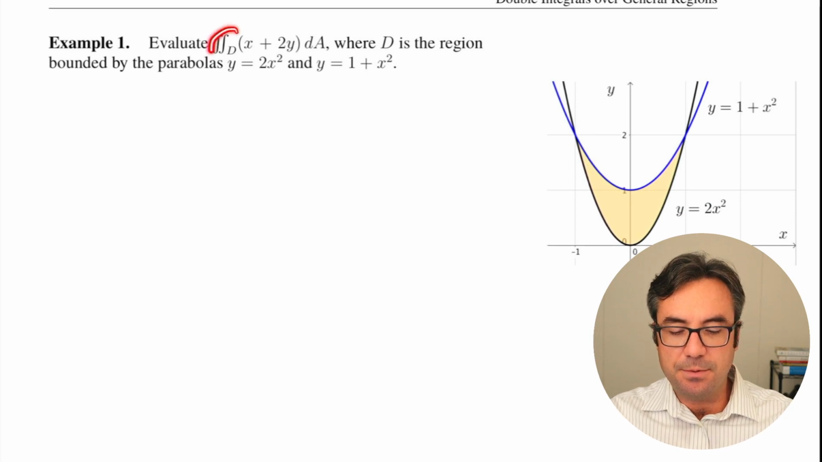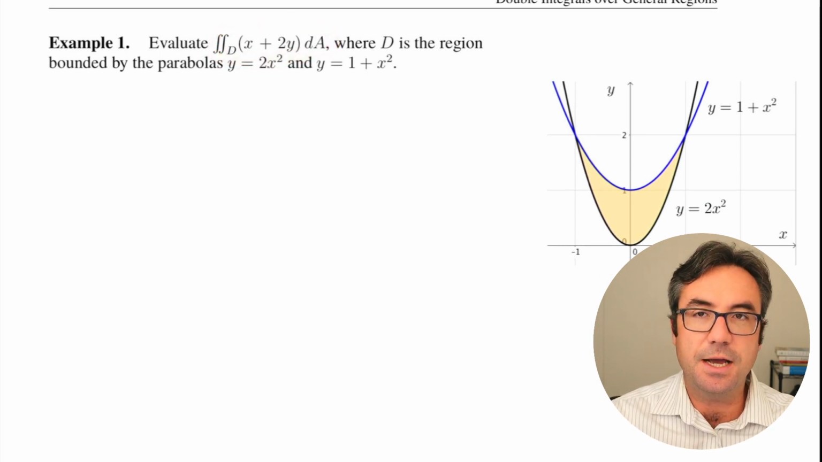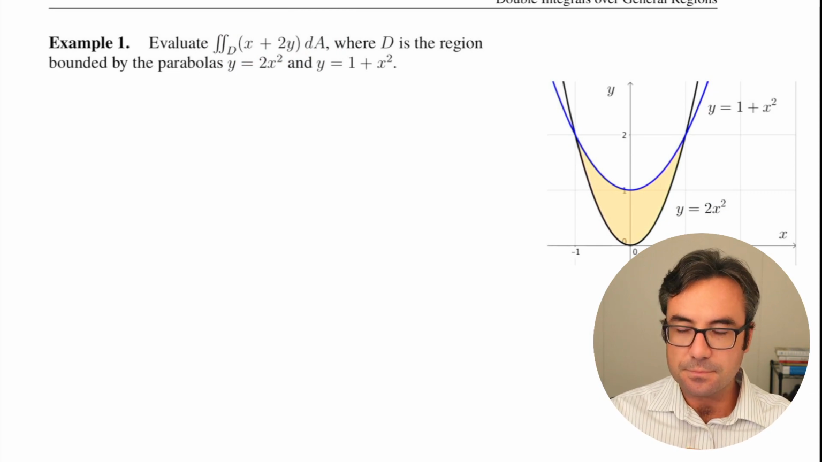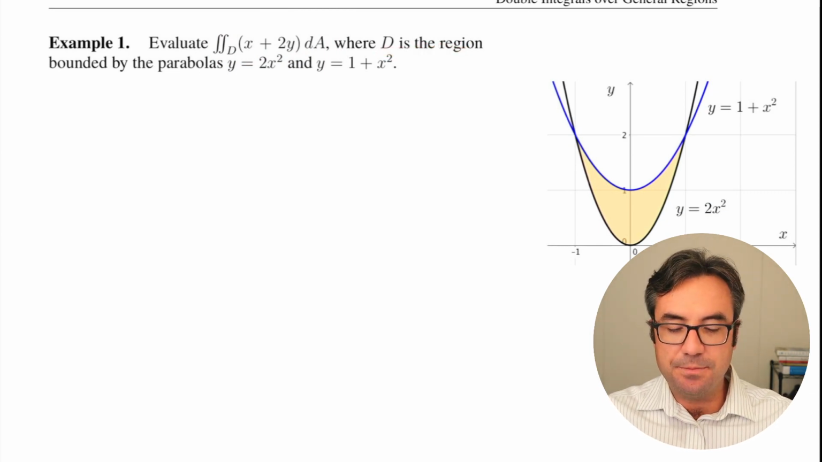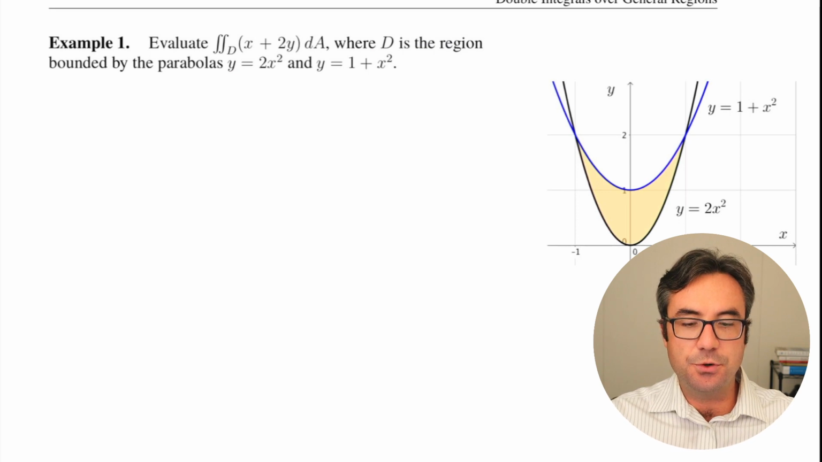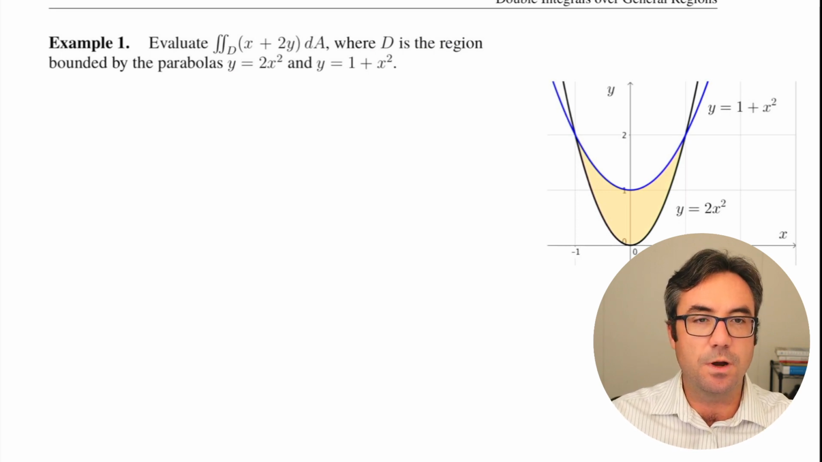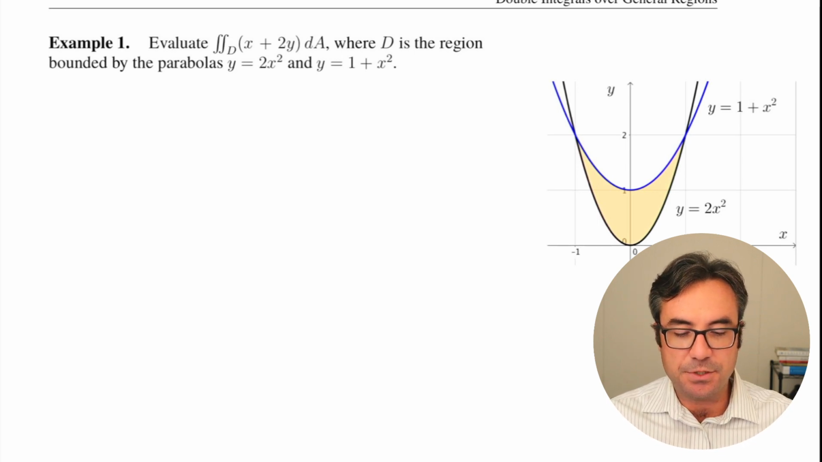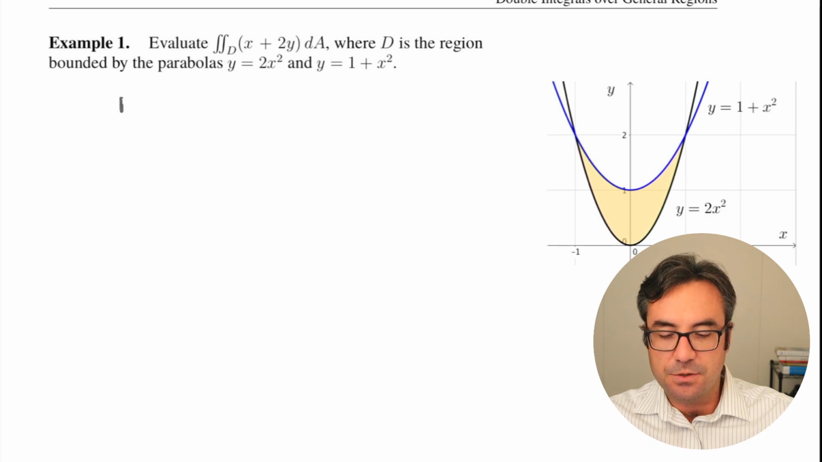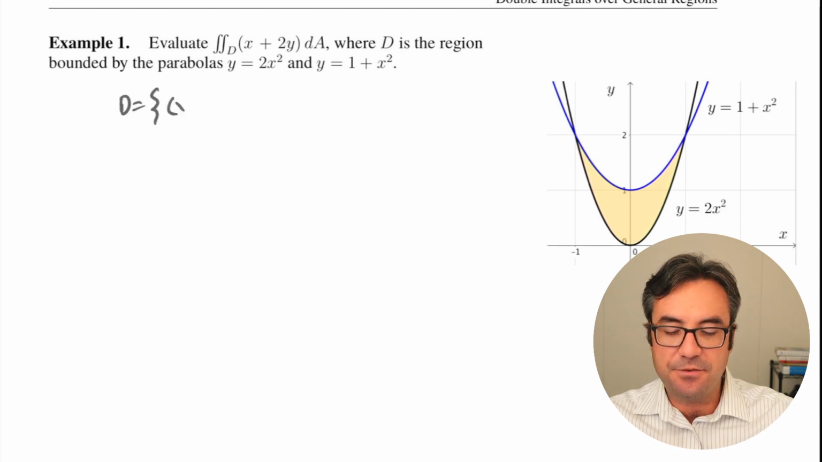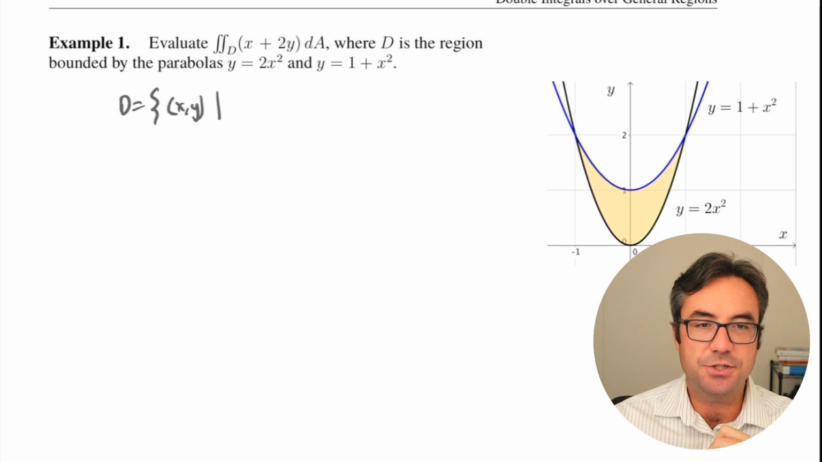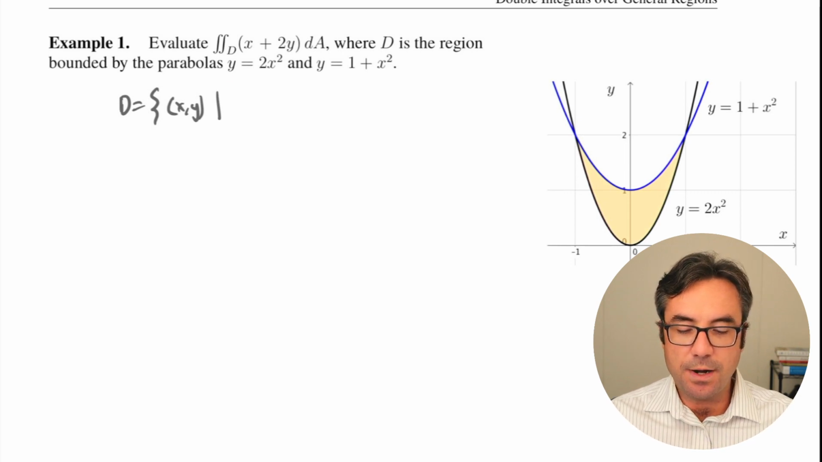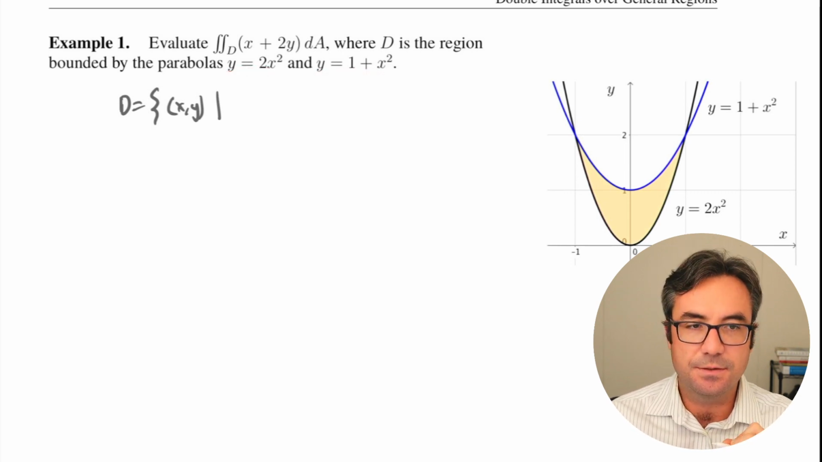So we're going to do the double integral of the function x plus 2y, where D is the region bounded by the parabolas y equals 2x squared and y equals 1 plus x squared. So we have to be able to picture what this region D looks like. So let's look at it. It's the set of points xy such that, and we want to graph these two functions or be able to picture what they look like.